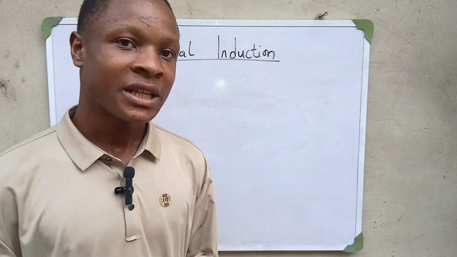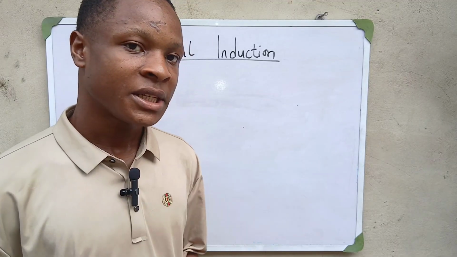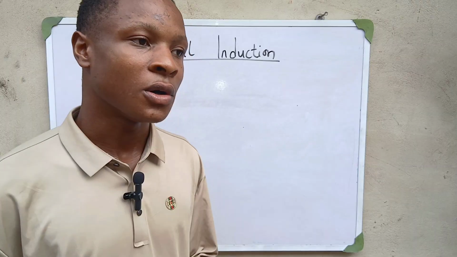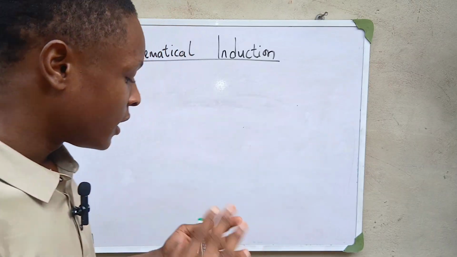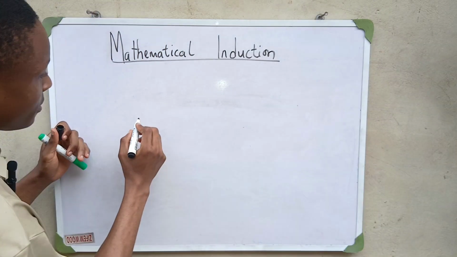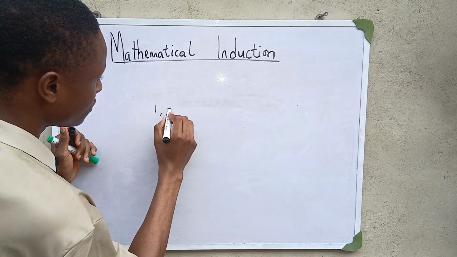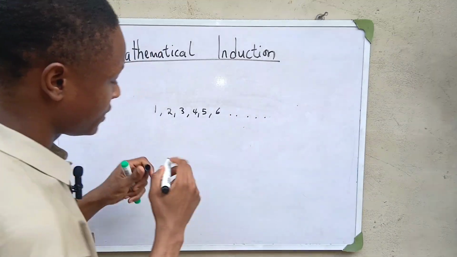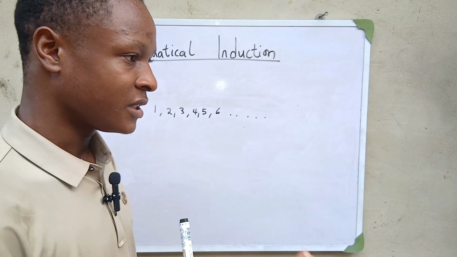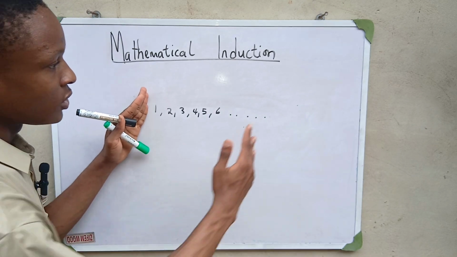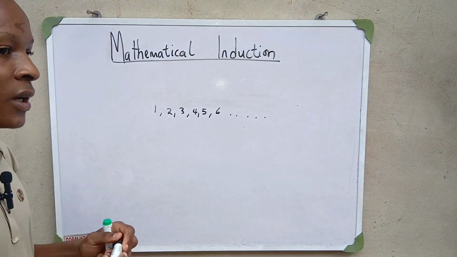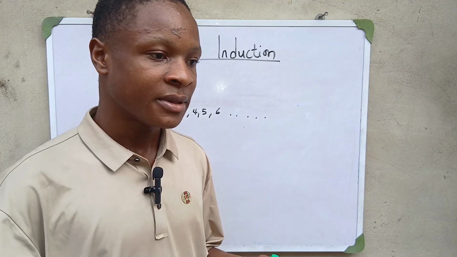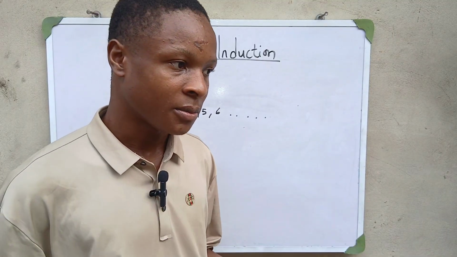In today's video, we're talking about mathematical induction. Mathematical induction is a proven technique that is used to show that a statement is true for all natural numbers. Now, when we say natural numbers, we mean numbers from 1, 2, 3, 4, 5, 6 up to infinity. Natural numbers are a set of positive integers starting from 1 to infinity. So what mathematical induction is for is just to prove that the statement works for all the natural numbers.